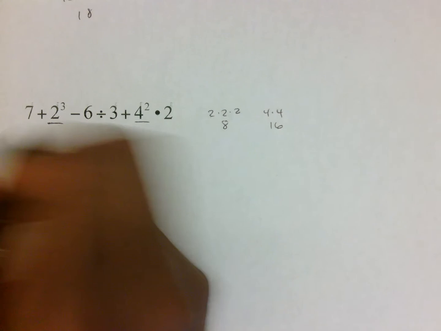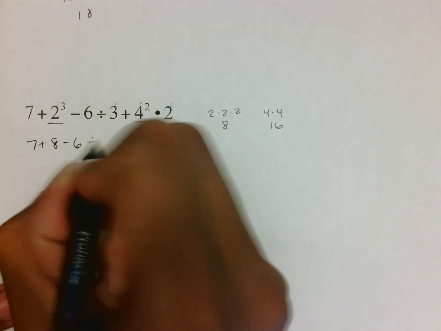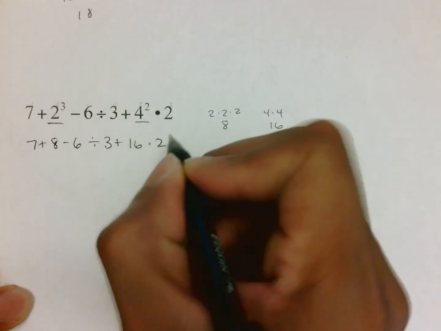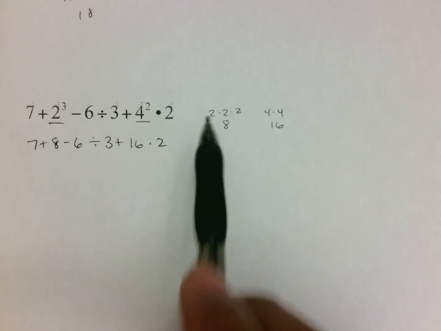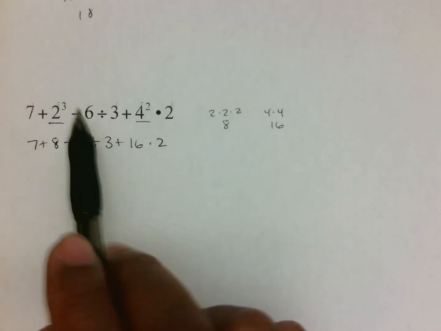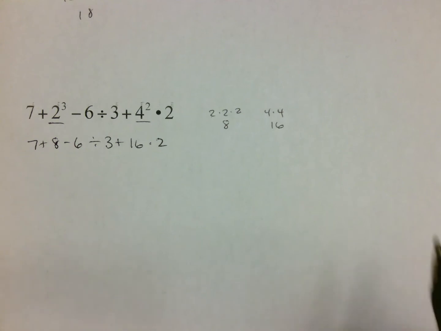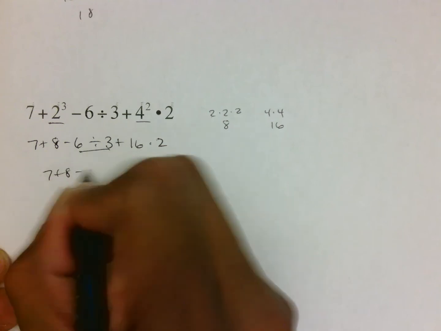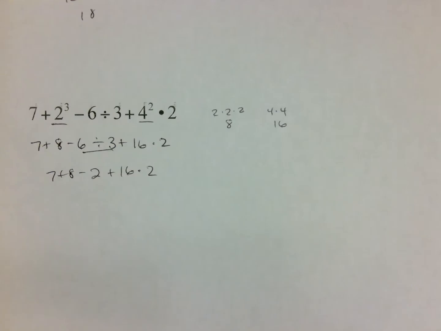What that allows me to do is come back here, turn my 2 to the third into 8 minus 6 divided by 3 plus, I can turn this into 16 times 2. Again, if there's more than one exponent in your step, and that's the step that you're on, you can actually simplify all of your exponents at one time. Now again, we look for the first teacher, which is this one. 7 plus 8 minus, that's going to be a 2, plus 16 times 2.